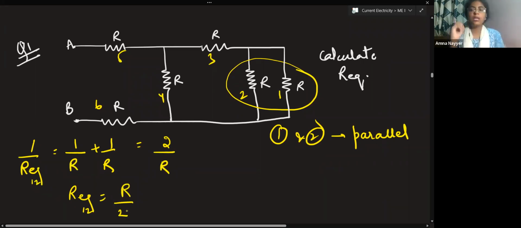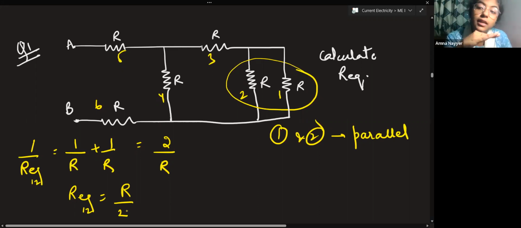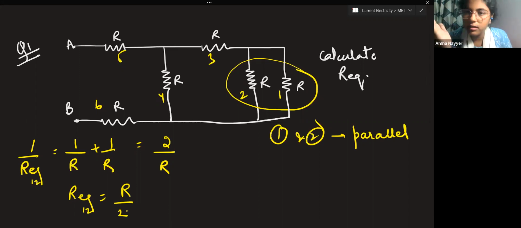Clear? Now one thing I'll tell you, class, that will make your question solving very much easier. And most of the time in the exam, these kinds of questions are given to reduce your time. If resistors are identical, divide the resistance by the number of resistors. That will be equal to the equivalent resistance.